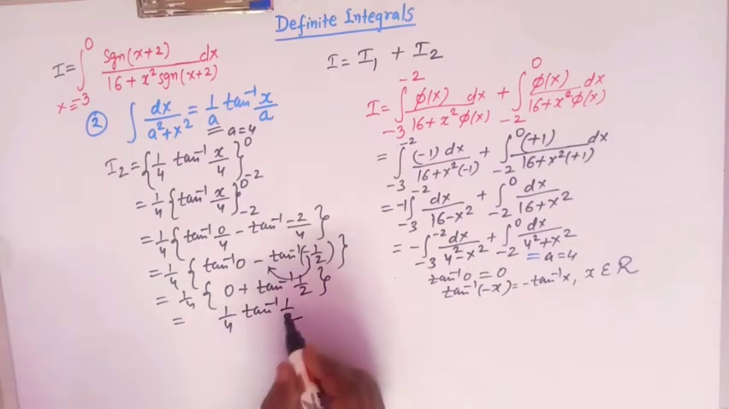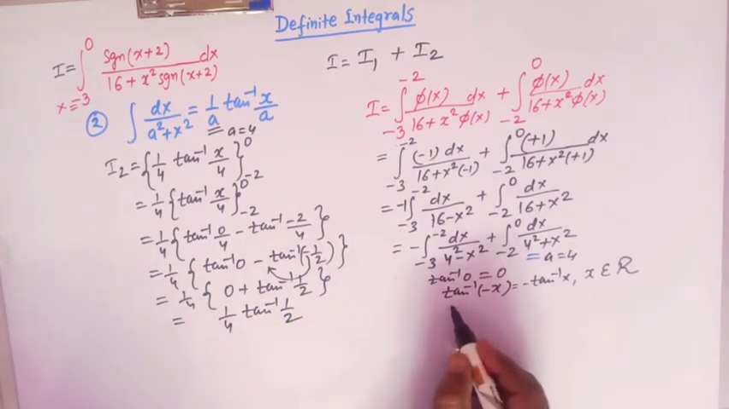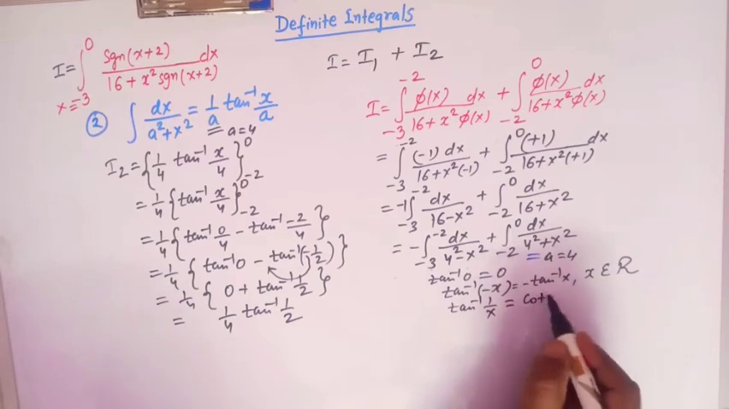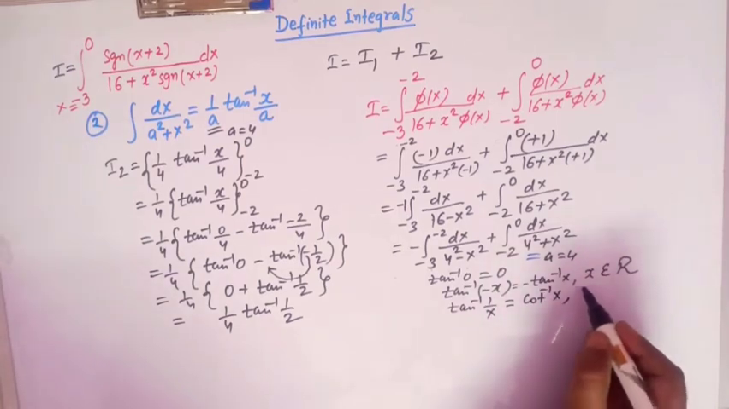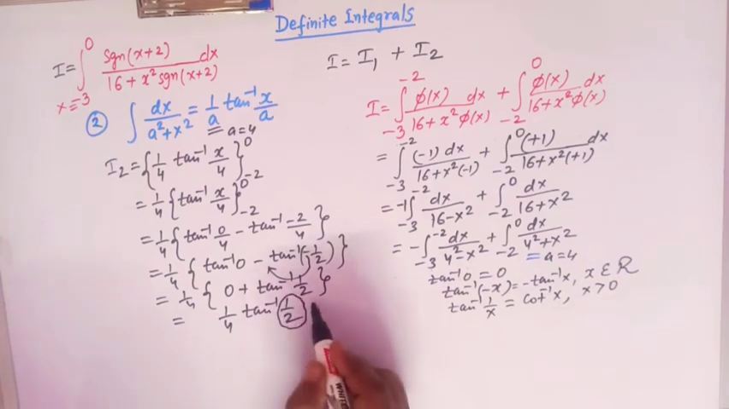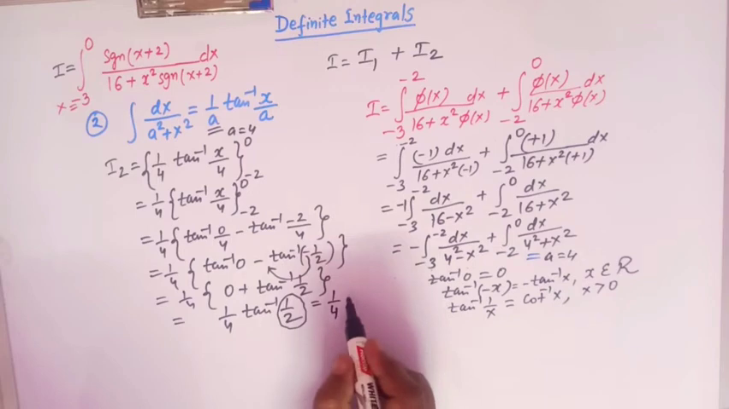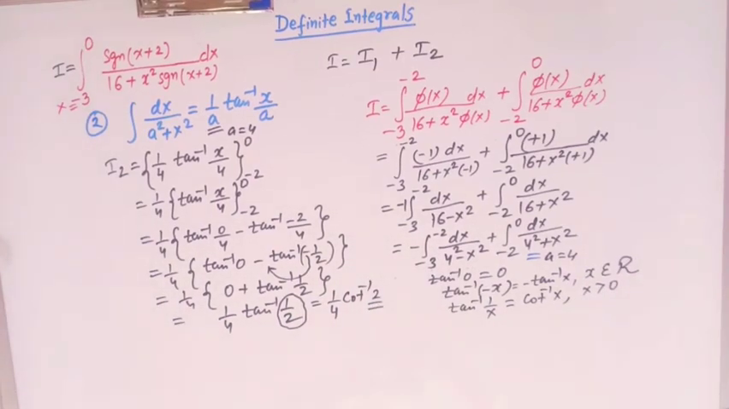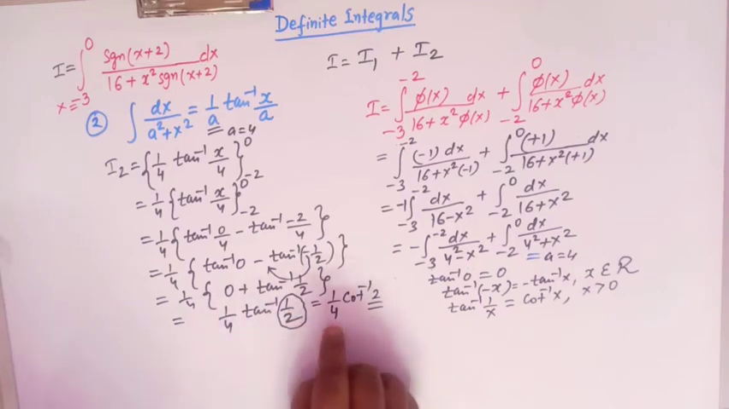Now here we can also apply one important identity, that is tan inverse of 1 over x is equal to cot inverse of x whenever x is greater than 0. So here for x we have 2, so we can write 1 over 4 cot inverse of 2. So the value of I2 is either 1 over 4 tan inverse 1 over 2 or 1 over 4 cot inverse 2.